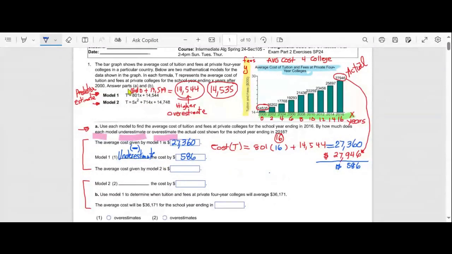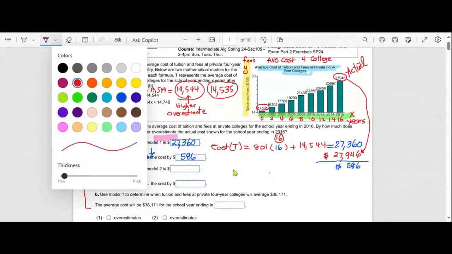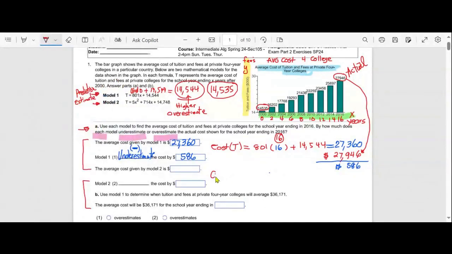Good. Now we're going to do the same thing for the second model, right? It's going to be subtract, minus 586, not 586. Minus 586. Right. But here this means what? Minus. Oh, okay. So we don't have to write it again.